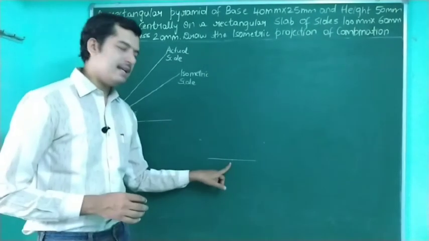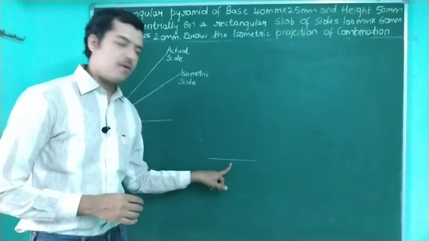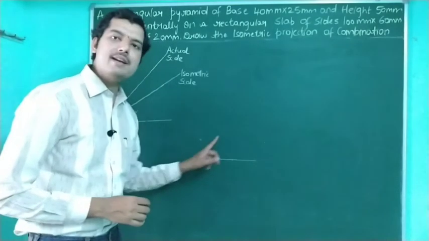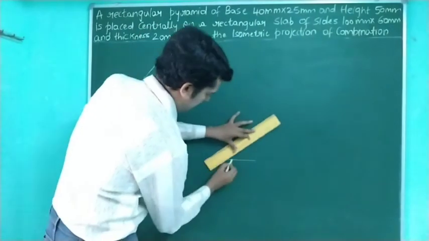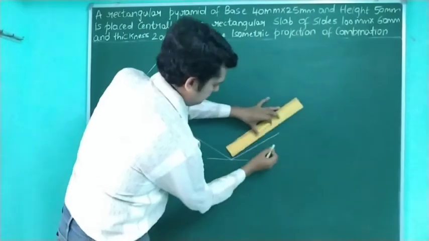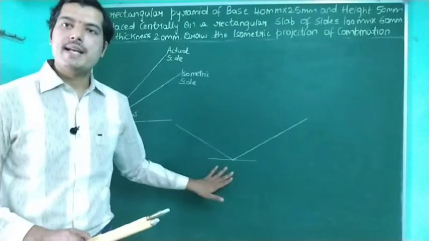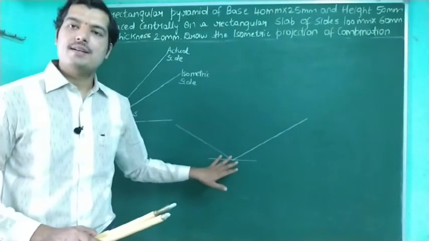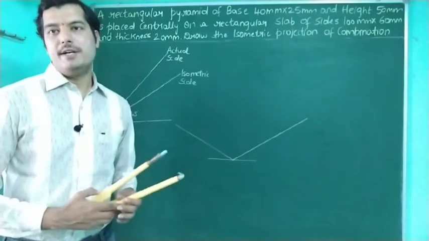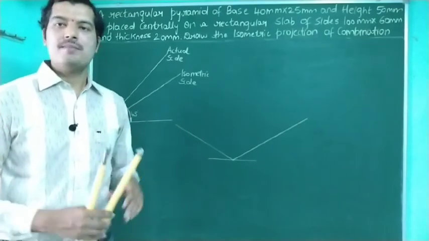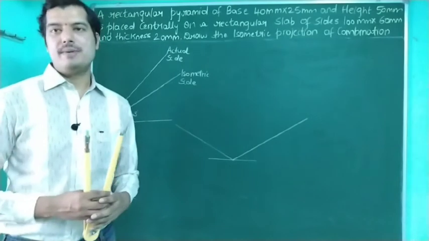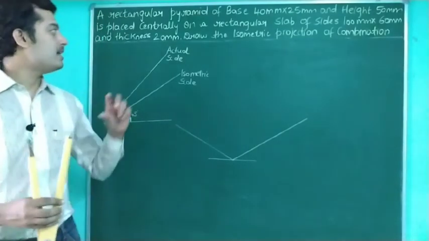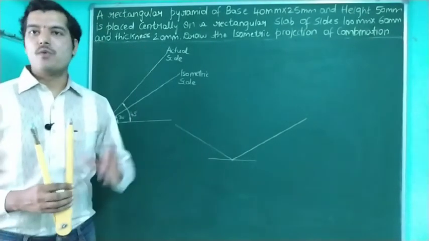Let me mark any convenient point with the help of a protractor. Draw two 30-degree lines on either side of the point. This is the base of the rectangular slab, 100 mm into 60 mm. The 100 mm, the first dimension, I am taking towards the right hand side, and the 60 mm I am taking towards the left hand side, and the height being 20 mm is the vertical height.